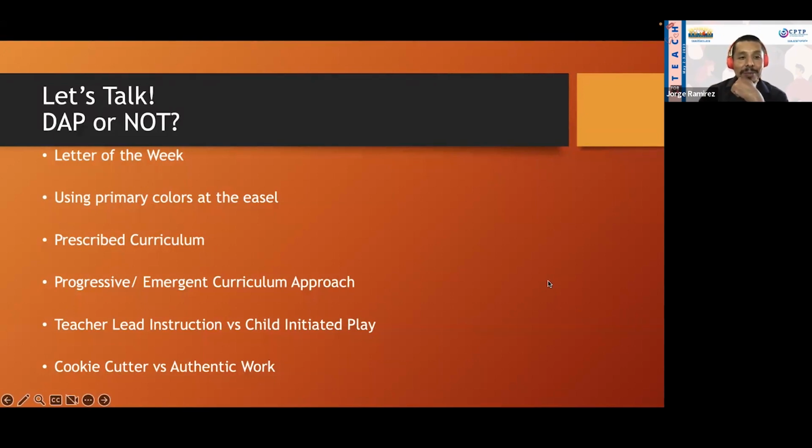Last night in one of my classes, we talked about the letter of the week, and I want to have this conversation with you. Does anybody have the letter of the week as part of their curriculum or part of the activities that they do? And if you do, do you want to share with us what it means? What does it look like? What do children do? Myra, yes, go ahead, Myra.